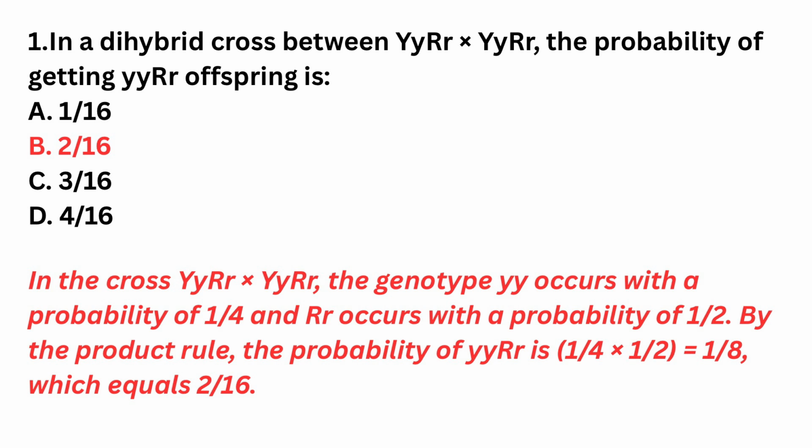In the cross between two heterozygous parents, that is YyRr crossed with YyRr, the genotype small y small y, that is homozygous recessive for Y gene, occurs with a probability of 1 by 4, and heterozygous for R gene, capital R small r, occurs with a probability of 1 by 2. By the product rule, the probability of homozygous recessive for Y gene and heterozygous for R gene is 1 by 4 into 1 by 2 equals 1 by 8, which equals 2 by 16.